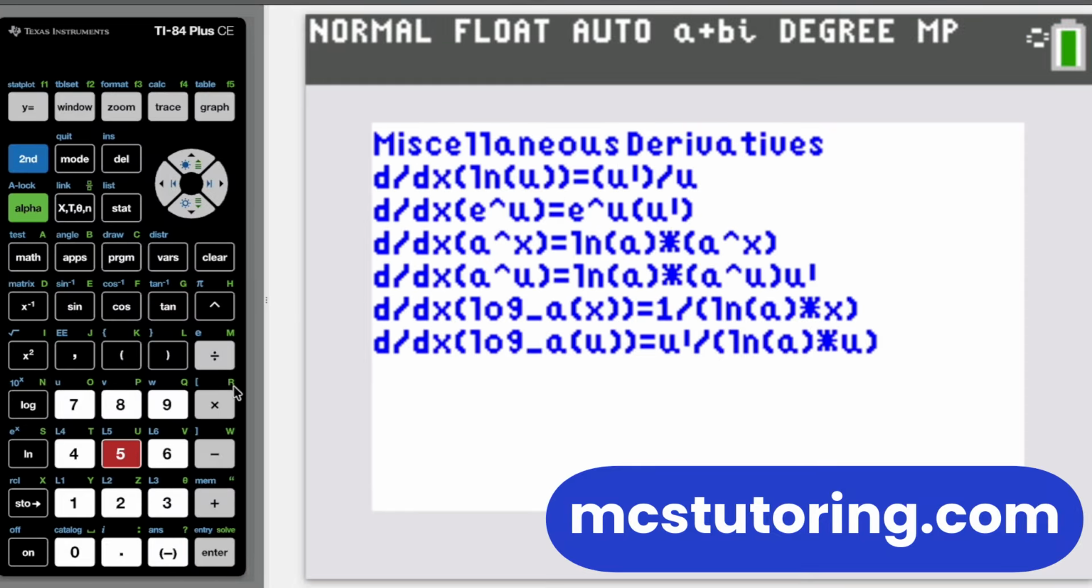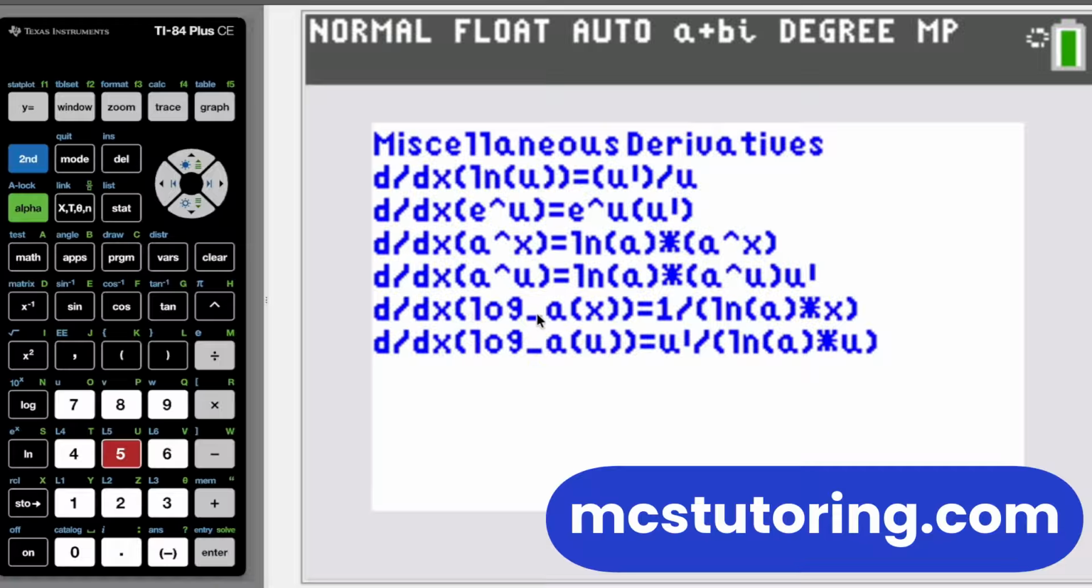Miscellaneous derivatives. I saw these on students' finals on Calc AB, and they're like, hey, this isn't in my textbook. This is back in the day, like 90s, early 2000s, and 2010s. Nowadays they have it. But the derivative of ln of u is u prime over u. Derivative of e to the u is e to the u times u prime. And then derivative of a to the u is ln of a times a to the u times u prime.